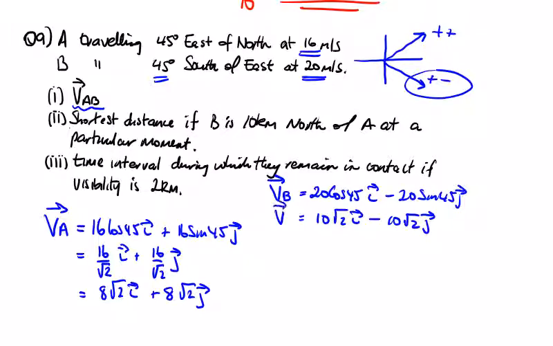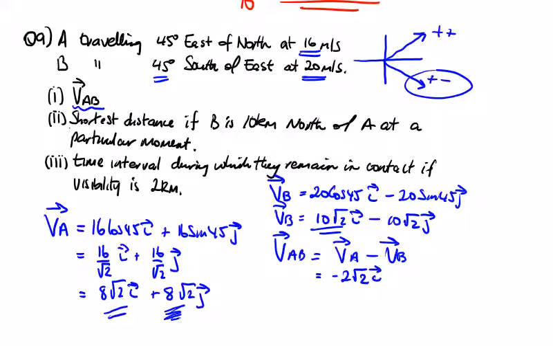The velocity of A relative to B is equal to the velocity of A minus the velocity of B. I'll do it in one step. 8 root 2 minus 10 root 2, so minus 2 root 2 in the I direction, and 8 root 2 minus minus 10 root 2, so that's plus 18 root 2 in the J direction.